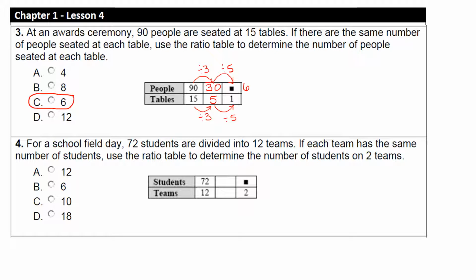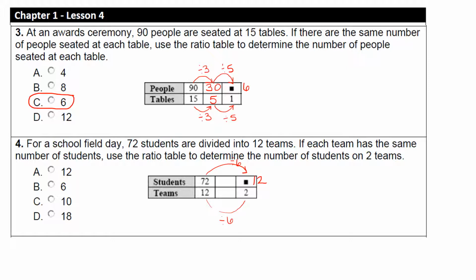Now, they have a spot here, so, I mean, you could just divide by 6 and get here, like divide by 6 and get 2, and divide by 6 and get 12, okay?